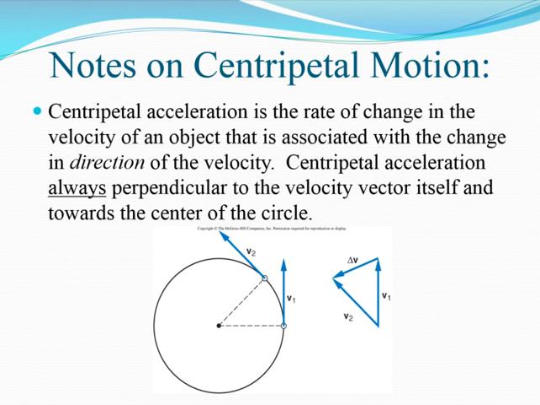So what you find is if you look at the change in velocity, the change in velocity is a vector that is directed towards the center of the circle. It is perpendicular to the path at that point. Therefore, what you find is that the centripetal acceleration is always perpendicular to the velocity vector. It is always directed towards the center of the circle, or radially inward.